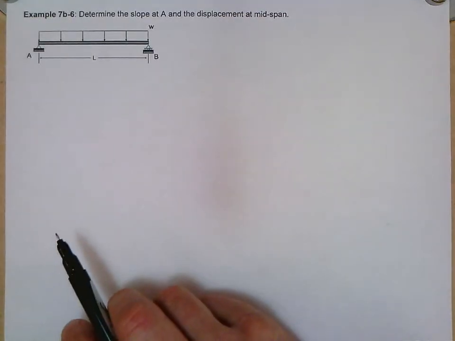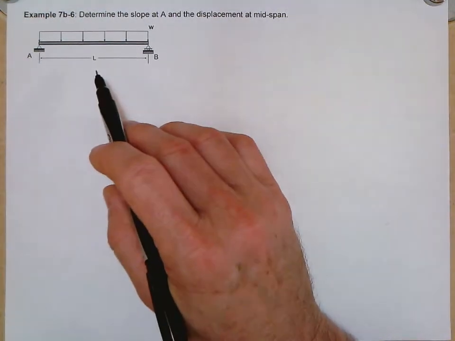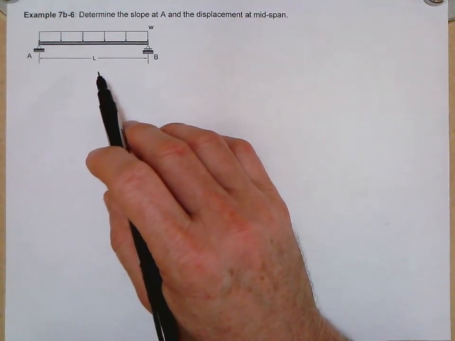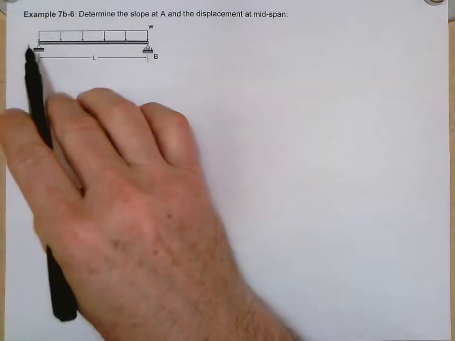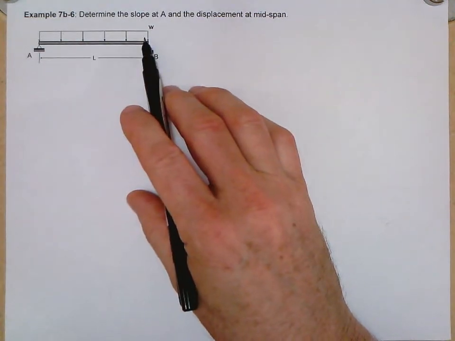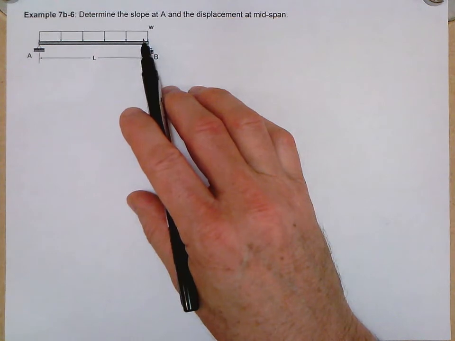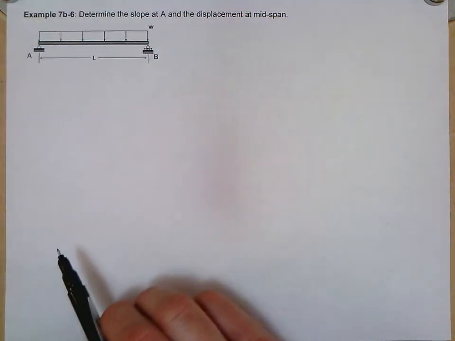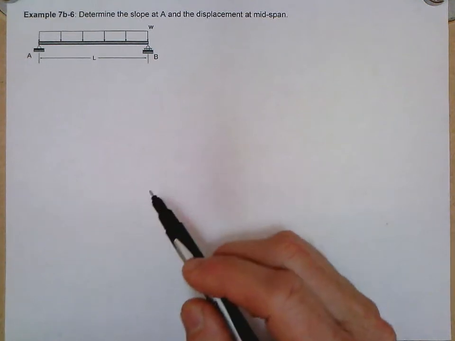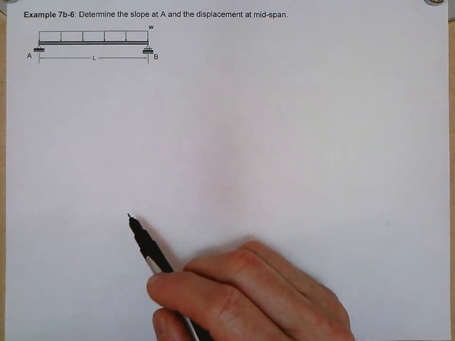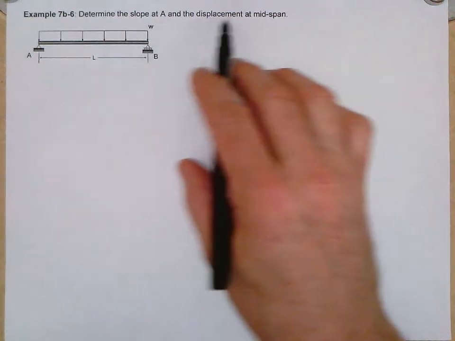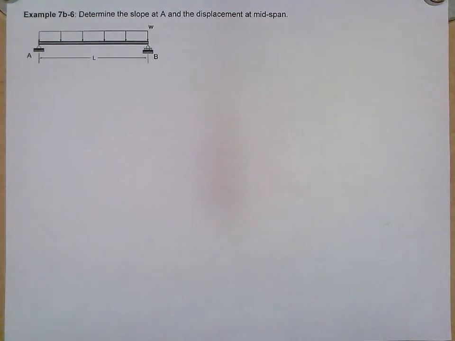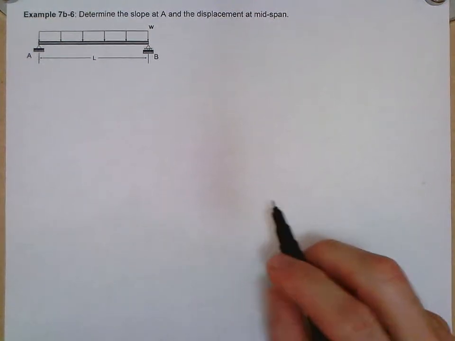Now, if you look at this carefully, you'll recognize that this is a problem we worked for direct integration. So this is a pretty straightforward direct integration problem. Since the load is continuous, it's easy to write that function for a moment, integrate it twice, evaluate our integration constants. Since we know the displacement at A and B, two conditions, we can get our integration constants. And then we have equations for displacement and slope, and we can just evaluate them at these points to find the solution. So let's see how that compares and contrasts with applying conjugate beam.